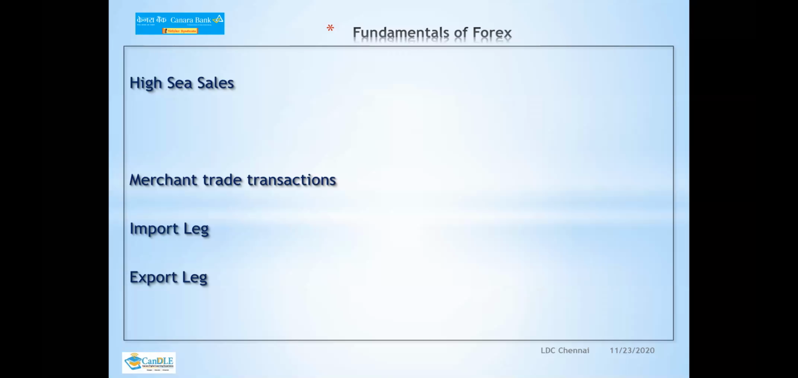This buying leg is called the import leg. It has two legs. A merchant trade transaction is a very important transaction. It is having two legs. Here, the consignment will never reach India.